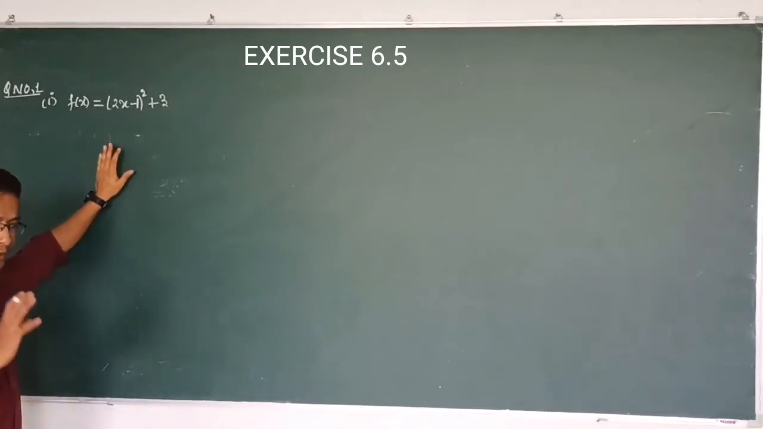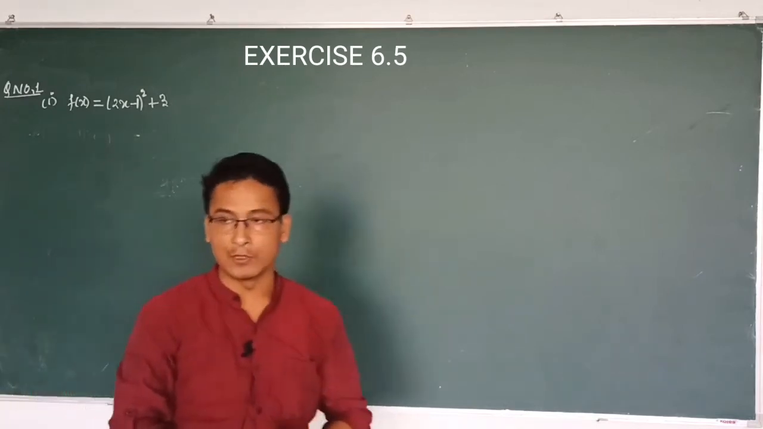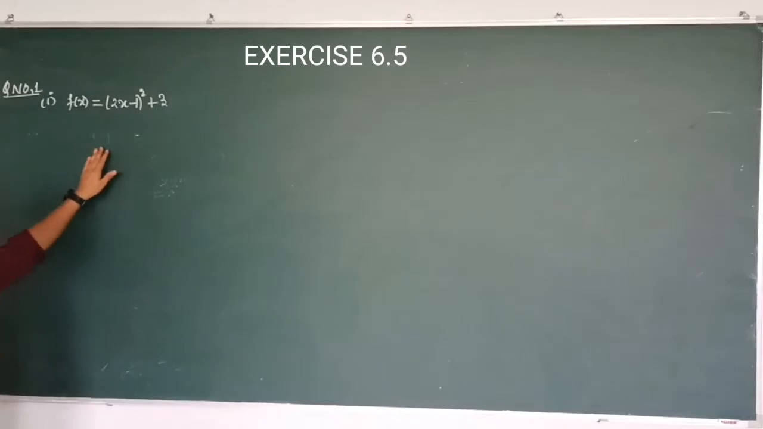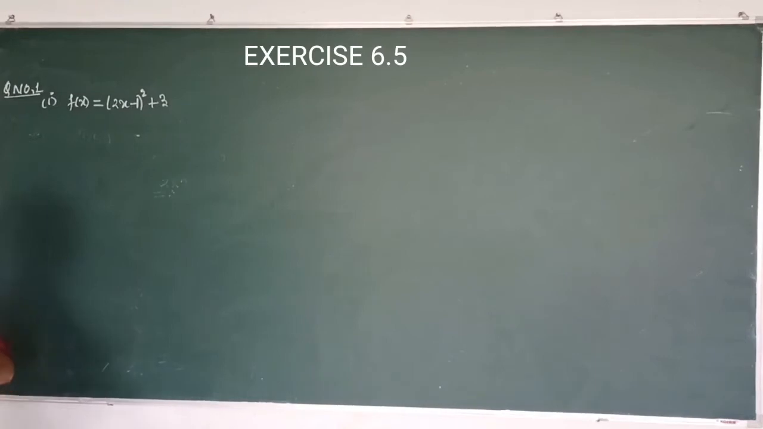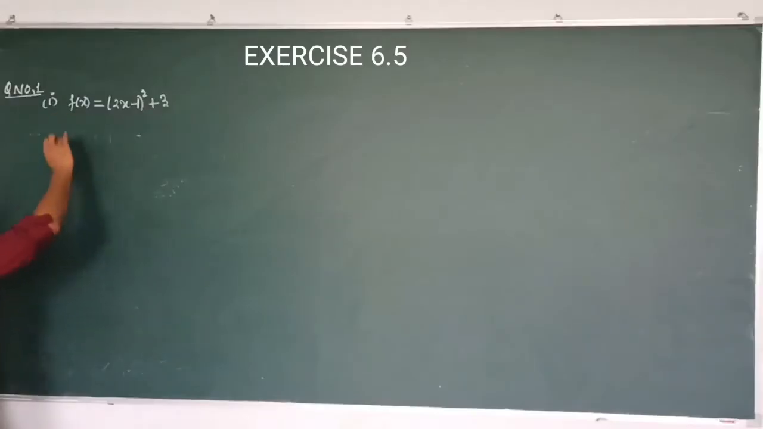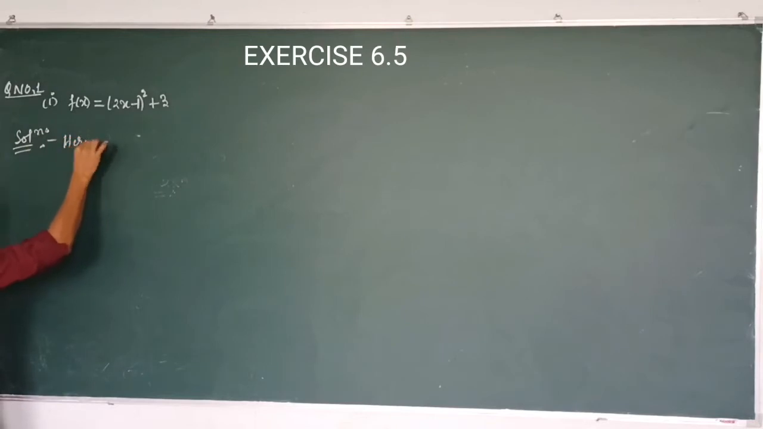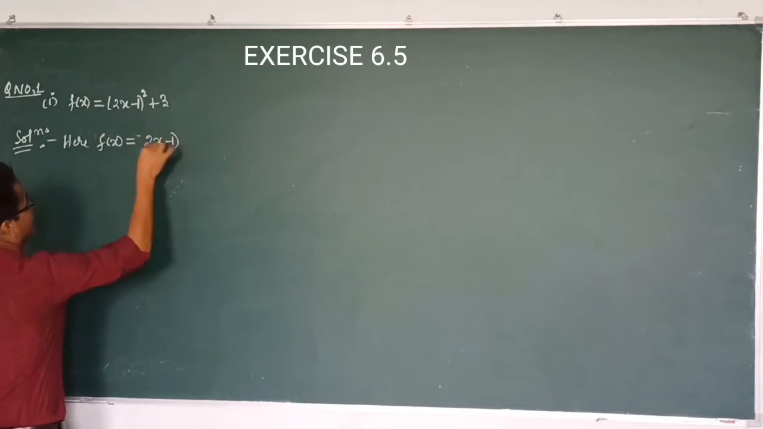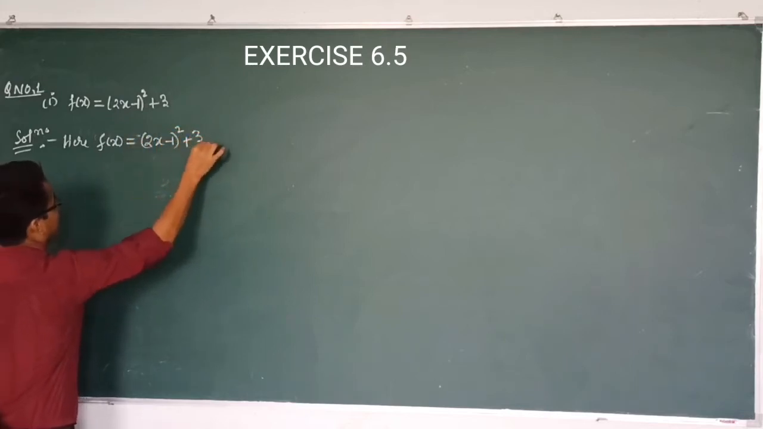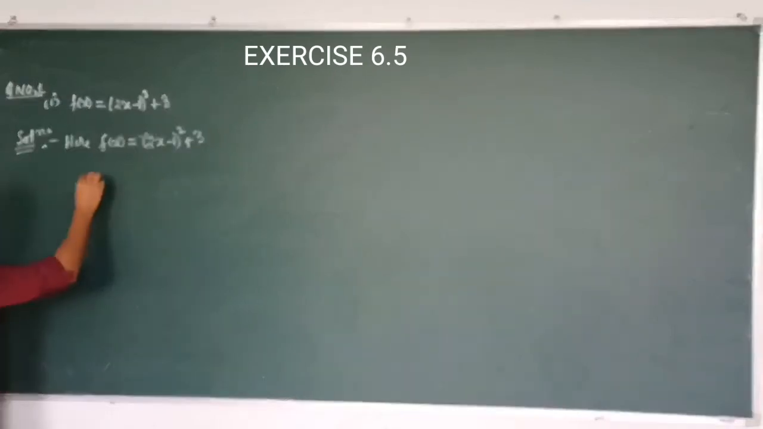You already know that we can find the maxima and minima by the first derivative test, and also by the second. Now here we apply the second process, that is, the second order derivative. So first we solve. Here our f of x is equal to (2x minus 1) whole squared plus 3. Now we find f dash x.